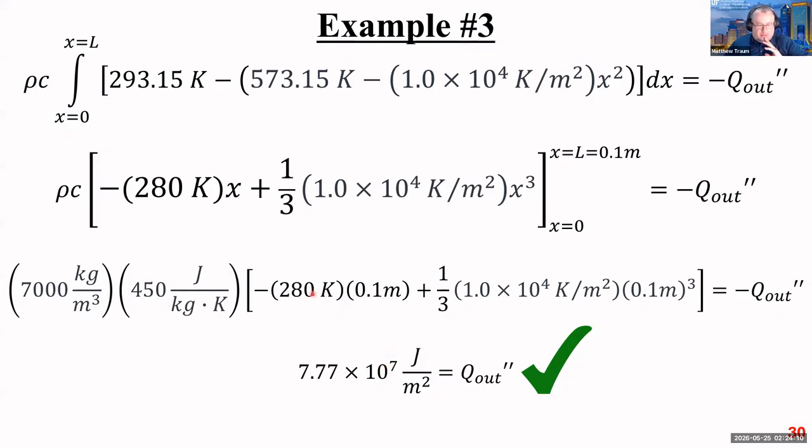And then I'm just plugging in numbers, carrying through the math and solving for Q out. So the good news is that this whole thing comes out negative, which is what you expect because this guy is also negative, and so those negatives cancel each other out, and I get 7.77 times 10 to the seventh, lots of sevens, lucky number, joules per meter squared, which is my convective heat transfer per unit area out of the slab.